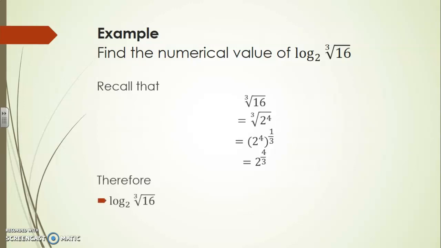So essentially, applying the log in base 2 to the cube root of 16 is the same as applying a log in base 2 to 2 to the power 4/3. Now we have a logarithm and an exponential in a composition, both with base 2, and therefore they are mutually canceling operations. So this will give 4 over 3.